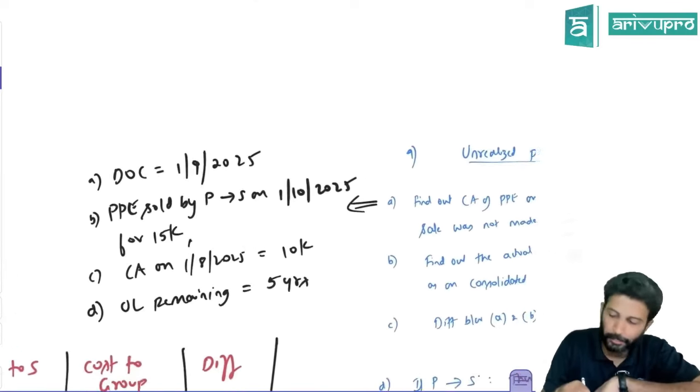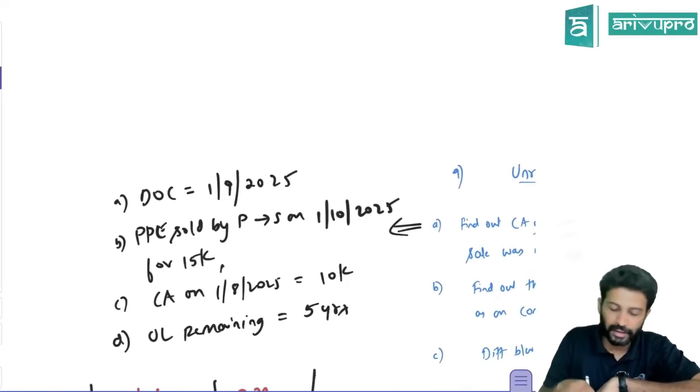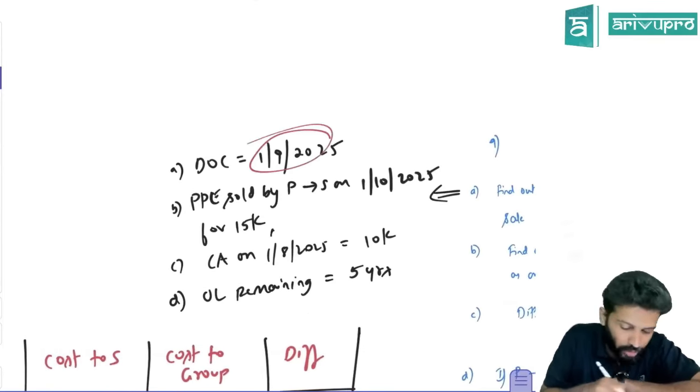Okay, let's take a small example. Then maybe we'll look at the wordings. It may be a little better to connect. Let's say parent got the control of subsidiary on 1st September.